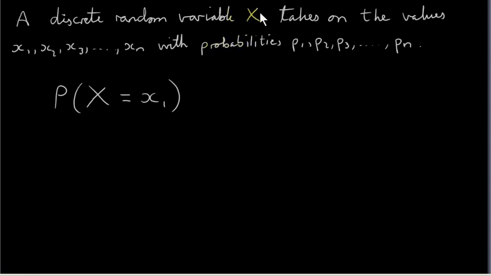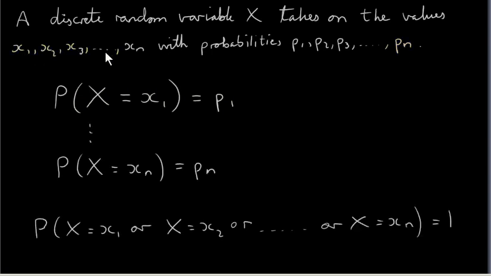So we use a capital letter for the random variable and the corresponding small letter for a specific value that capital X takes on. Now, the probability that X takes on the value x1 is little p1, and so on. The probability that X equals x2 is little p2. The probability that X equals xn is pn. Now, X must take on one of these values. So the probability that X equals x1, or X equals x2, or X equals x3 as far as X equals xn must equal 1. So it's a certainty that X takes on one of these n discrete values.